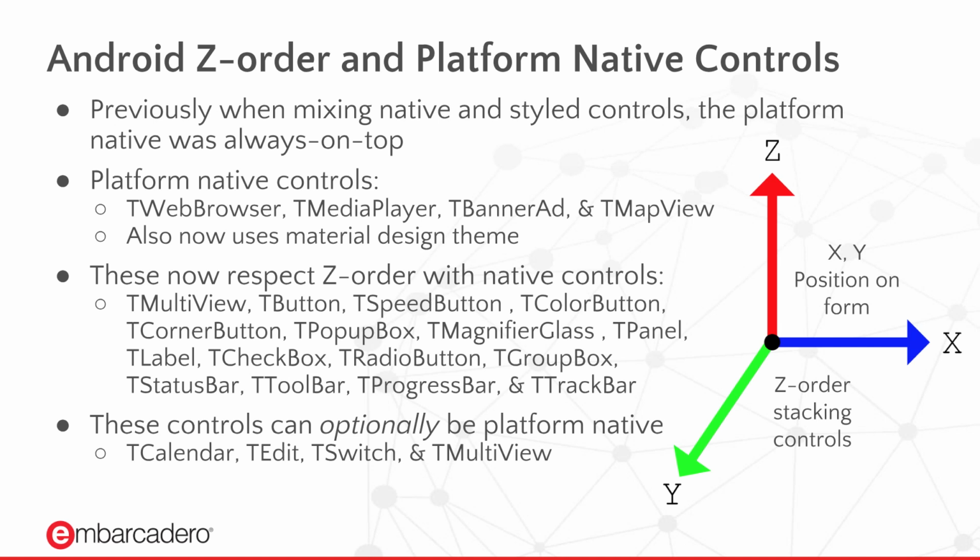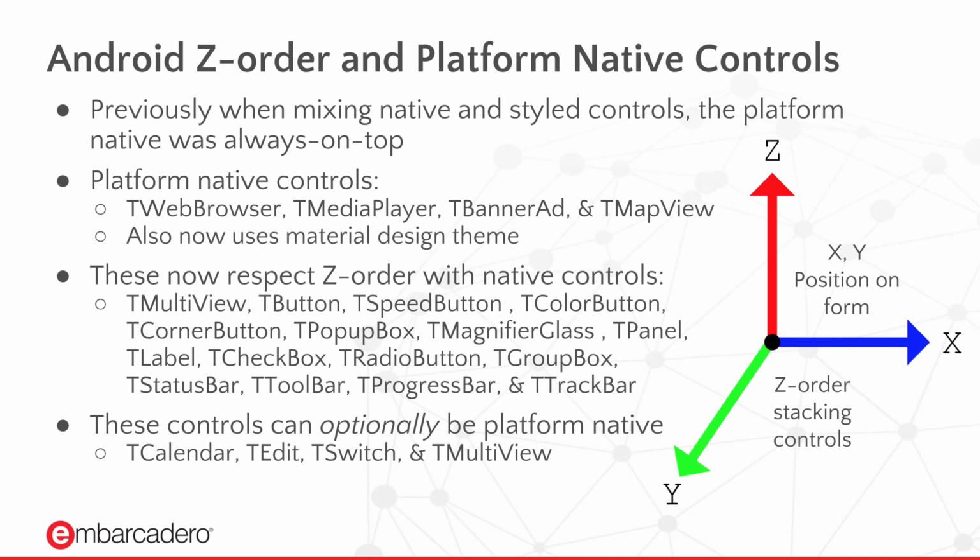So what is Z-Order? Z-Order is stacking controls. X and Y is position, horizontal or vertical on the form of a control. But if you have multiple controls overlapping, that's Z-Order. So the control that's in front has a higher Z-Order than the control that's behind it.